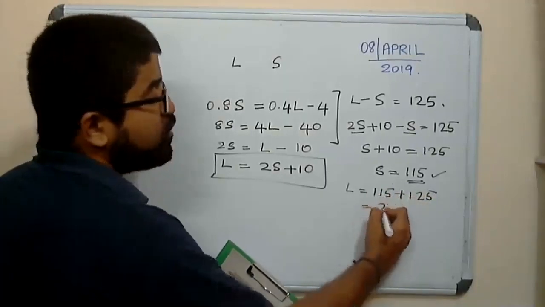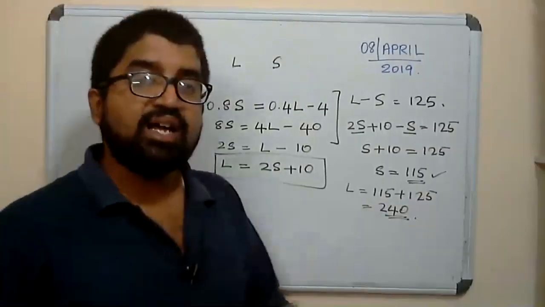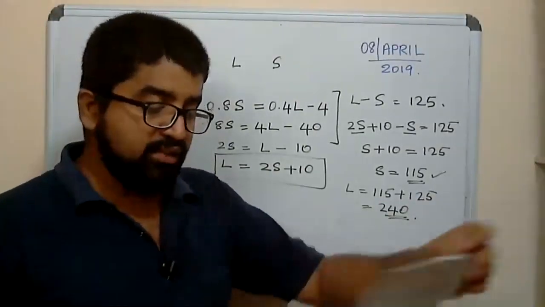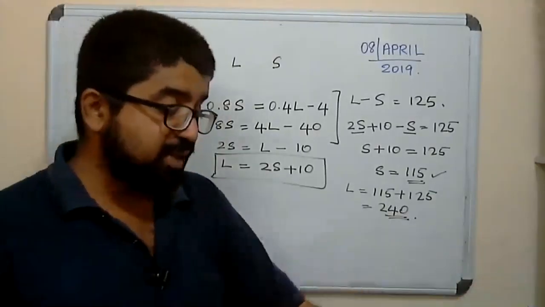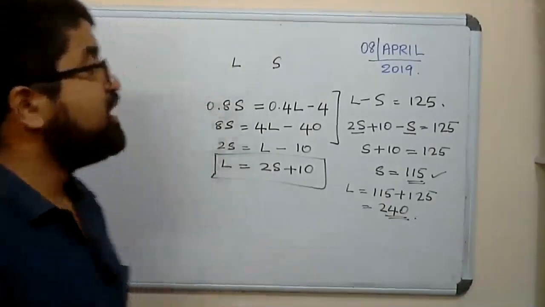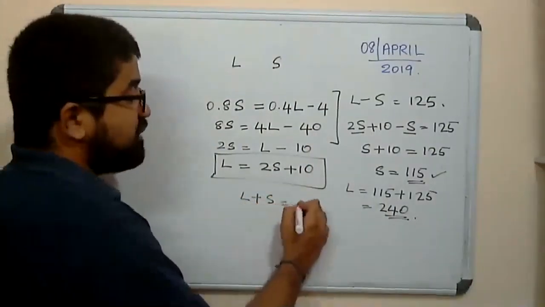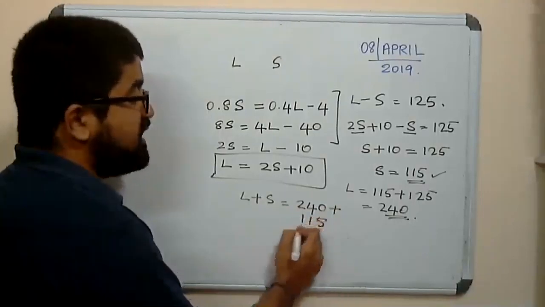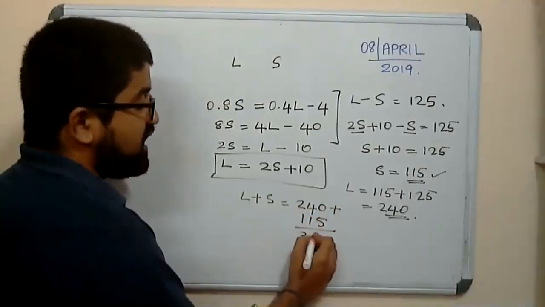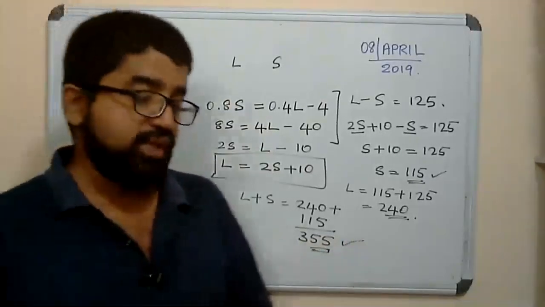So we have 240. That will be the value associated with the larger number. Now in the question, we are asked to find the sum of these two numbers, that is the larger number and the smaller number. So we are asked to find out L plus S, and that comes to 240 plus 150, and this total comes to 355, and that will be the final answer for this question.